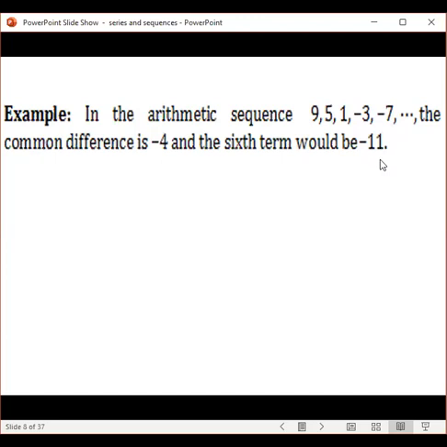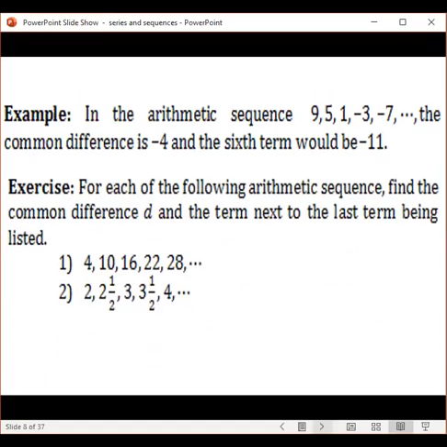Now, what do you think would be the seventh term? So the seventh term here, you have negative 11 because it's the sixth term, plus the common difference of negative 4. So negative 11 plus negative 4, you get negative 15. Okay, so that is the arithmetic sequence.